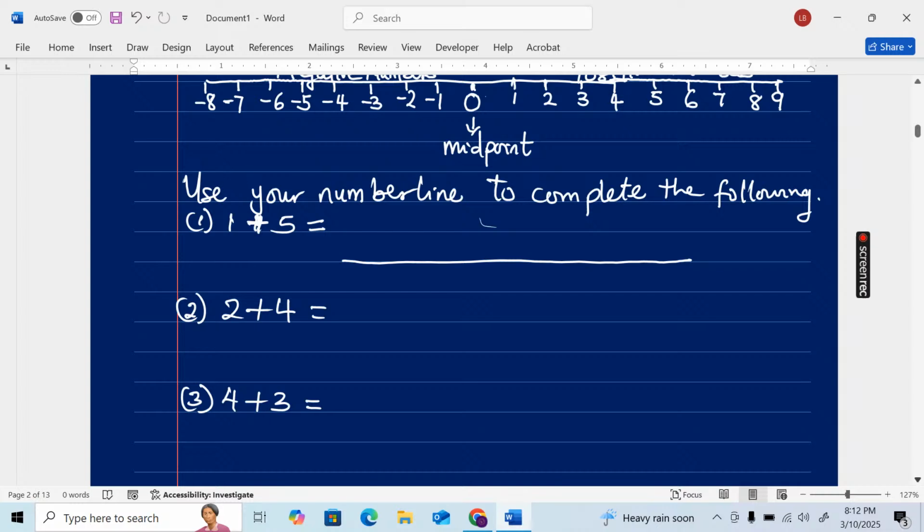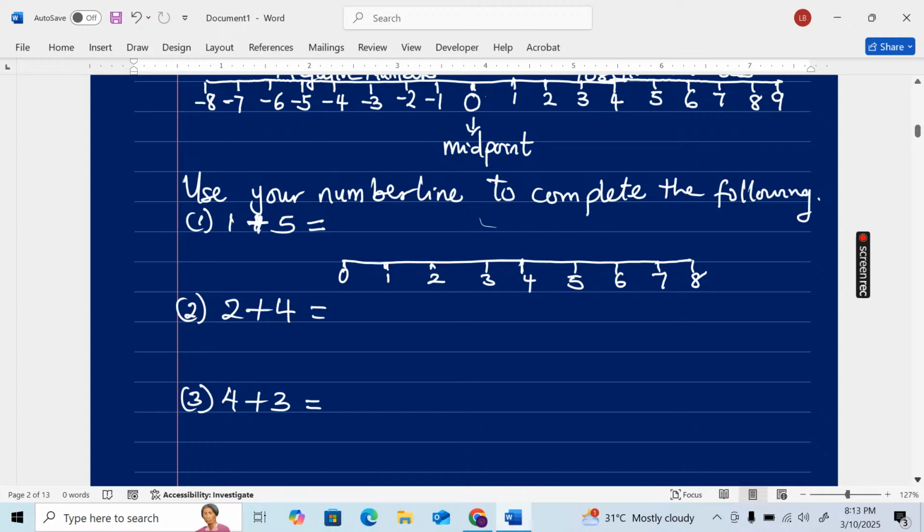They are all positive numbers. Also, I'm going to add. And when I'm going to add, I have to count to the right. So I'll bring my 0 right here. So I have 0, 1, 2, 3, 4, 5, 6, 7, then maybe 8, depending on the number of numbers you decide to place on your number line.